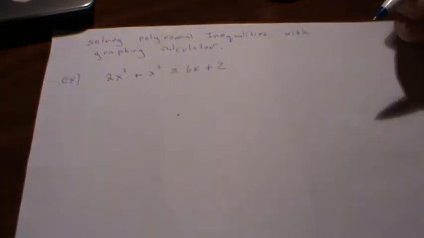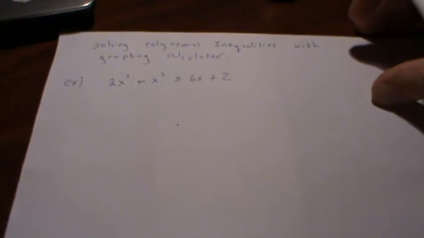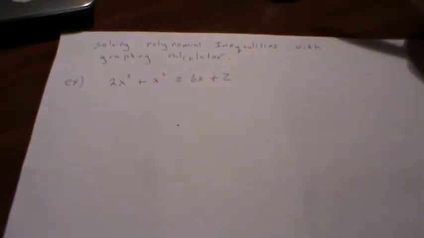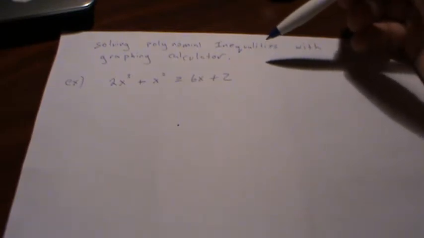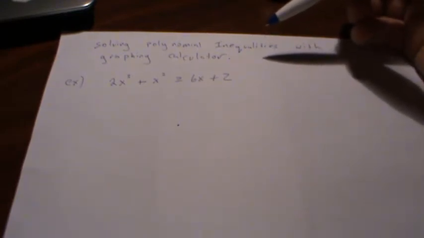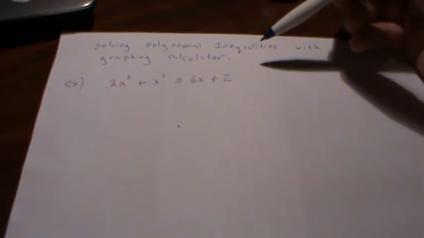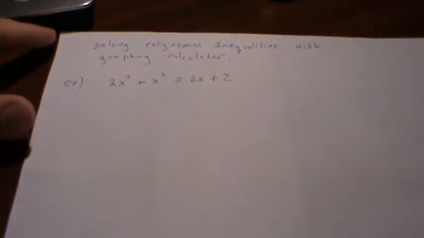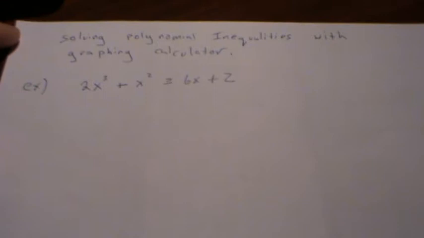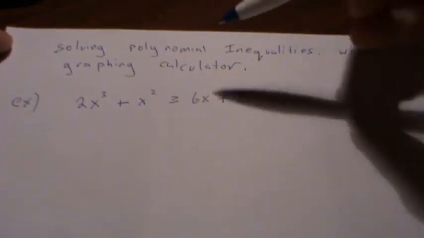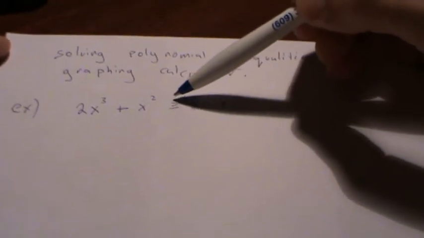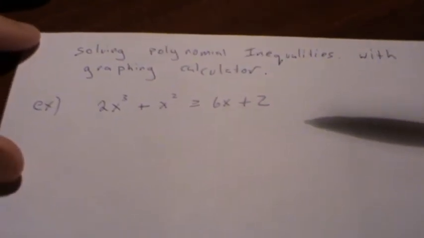Okay, so today we're going to talk about solving polynomial inequalities with a graphing calculator. So the main difference between equalities and inequalities is that before we've been only dealing with things with an equal sign, and now we are dealing with things with a not necessarily equal sign, but maybe a greater than or a less than sign, okay?